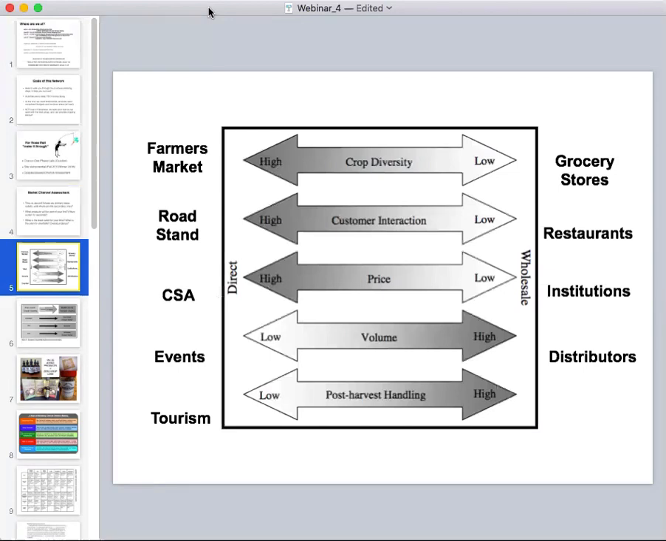Price is always the sticking point, and I think a lot of people say, why would I ever think about wholesale, because the price for direct is just so much better. For shiitake, what we're generally talking about on the left side is somewhere between $12 and $16 a pound as a good place to start. On the right side, we're often talking about somewhere between $9 and $12 a pound.